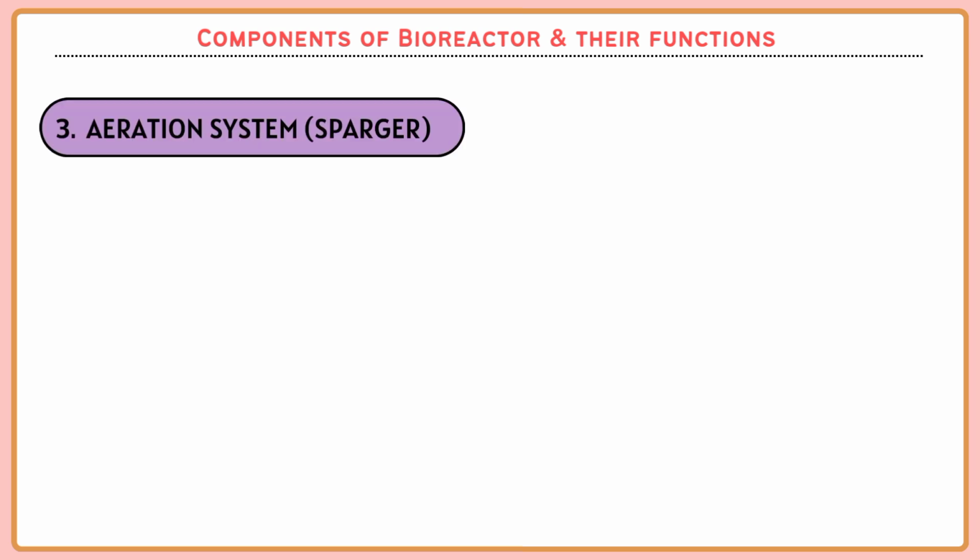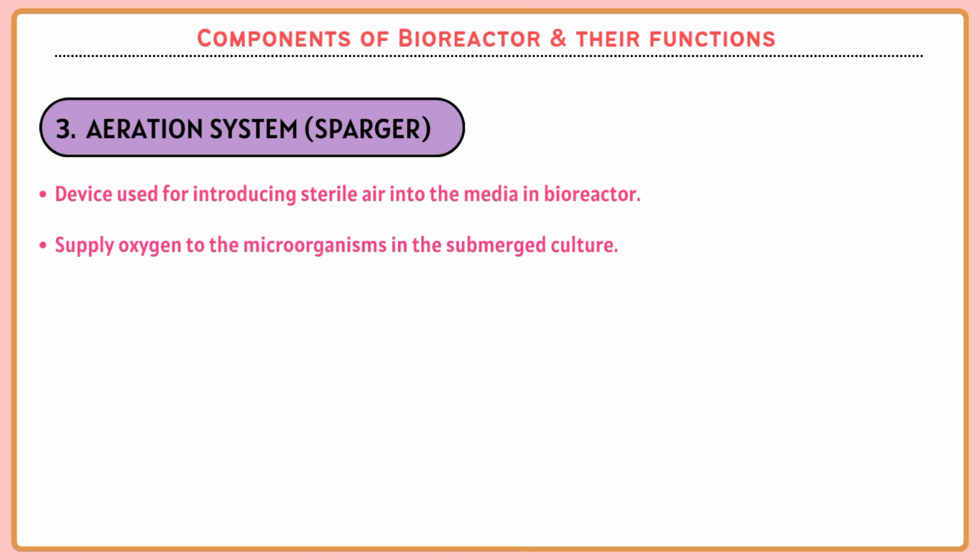Third, the aeration system. It is a process in which air is mixed in the bioreactor, and the sparger is the part of the bioreactor which works for the aeration system. The sparger is a device used for introducing sterile air into the media in the bioreactor, and it also supplies oxygen to the microorganism in the submerged culture.